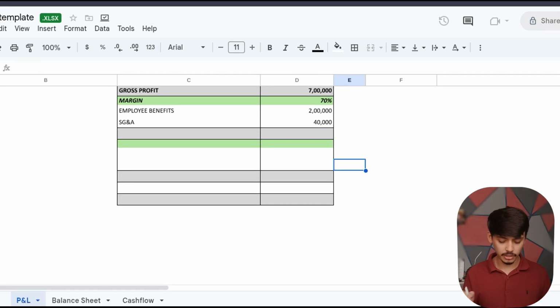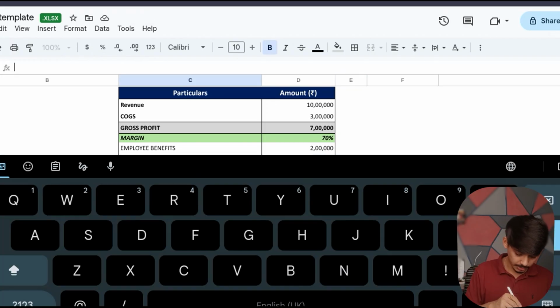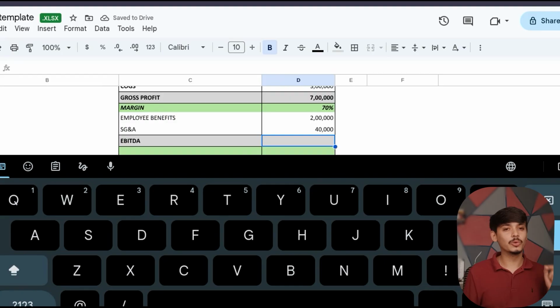So we have now incurred two types of expense. First is COGS. Then we had a look at all the operating expenses that the business has incurred, which were employee benefits and SG&A. So after operating expenses, we get EBITDA, which is the operating profit for a company. So we are going to calculate EBITDA of the company. EBITDA will be equal to gross profit minus all the operating expenses.